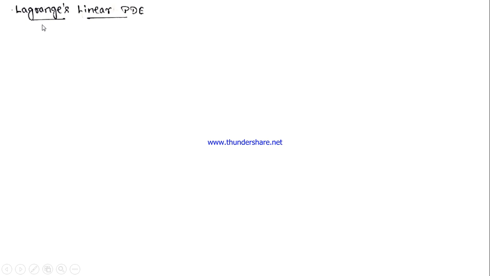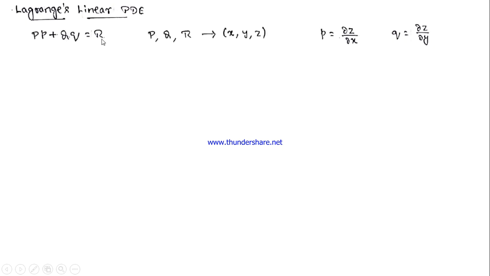In today's class, we will discuss Lagrange's linear partial differential equation. Its standard form is Pp plus Qq equal to R, where small p and small q are ∂z/∂x and ∂z/∂y, with capital P, Q and R being functions of x, y, z. Once the equation is in standard form, we can solve it with the following working rule.